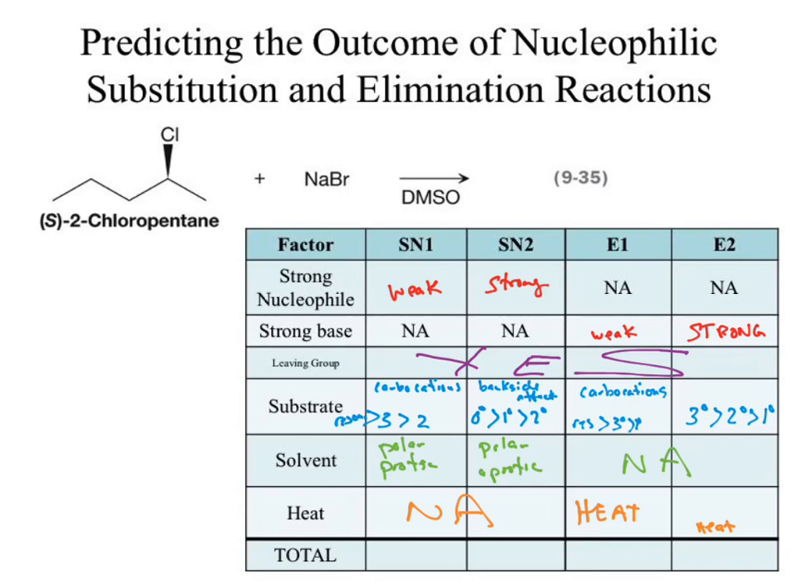It's still SN2. Just because there's heat doesn't mean you're doing elimination. Right? You're looking for the majority of these stacking out. For those of you that couldn't keep track of all those check marks in your head, that's okay. Go back, rewatch the video. We're at minute 69:38.